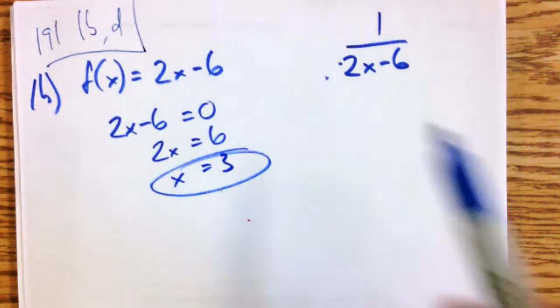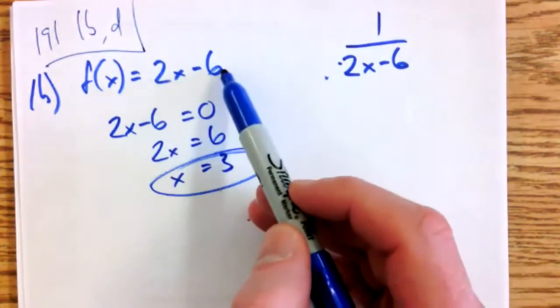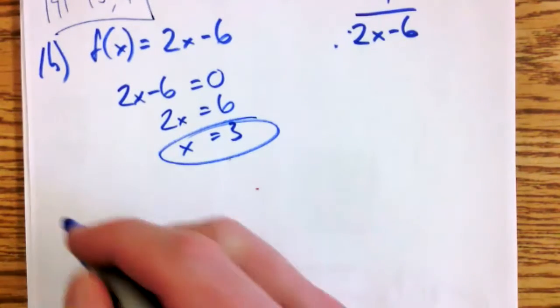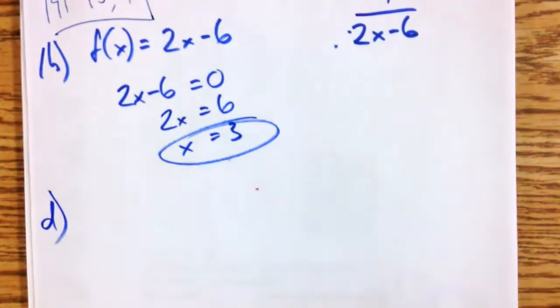X equals 3, because 2 times 3 is 6, 6 minus 6 is 0. It would make the denominator 0. Got a thumbs up? Anybody in class here have a question? Good. So D now.